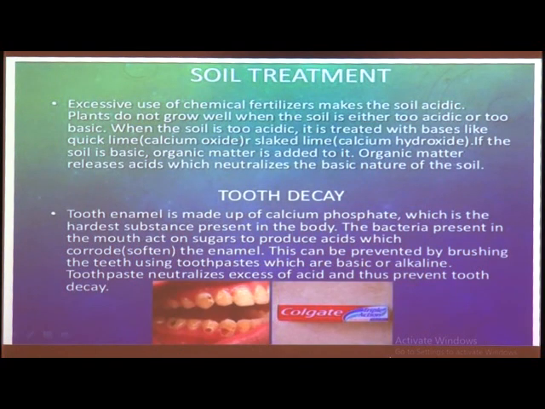The next one is soil treatment. Excessive use of chemical fertilizers makes the soil acidic. Plants do not grow well when the soil is either too acidic or too basic. So whenever the soil is too acidic, we have to add a basic substance or base to the soil so that it will neutralize. And whenever the soil has an excess of bases, or is very basic, then we have to add some acids or acidic substances to neutralize the soil.